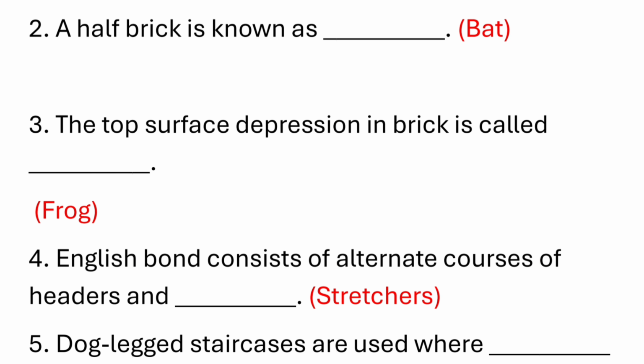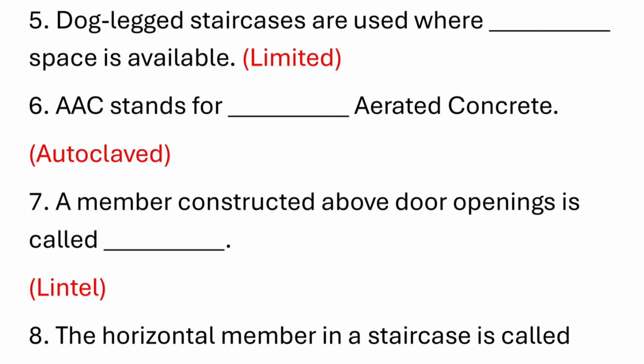A half brick is known as a bat. The top surface depression in a brick is called a frog. The English bond consists of alternate courses of headers and stretchers. Dog-legged staircases are used where the space available is limited. AAC stands for autoclaved aerated concrete. A member constructed above door openings is called a lintel.